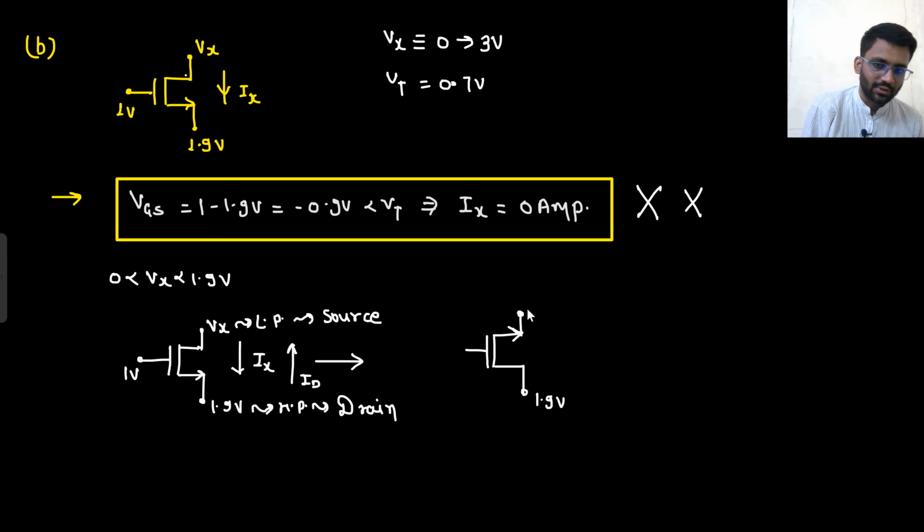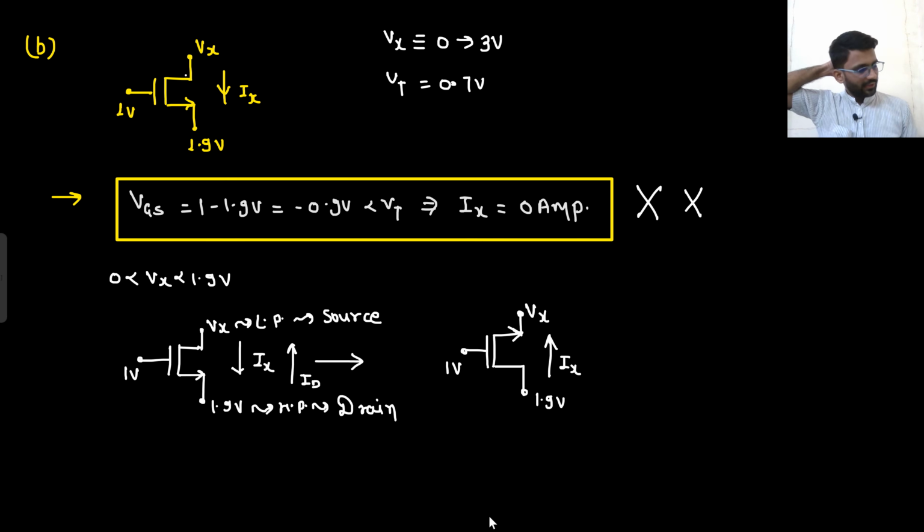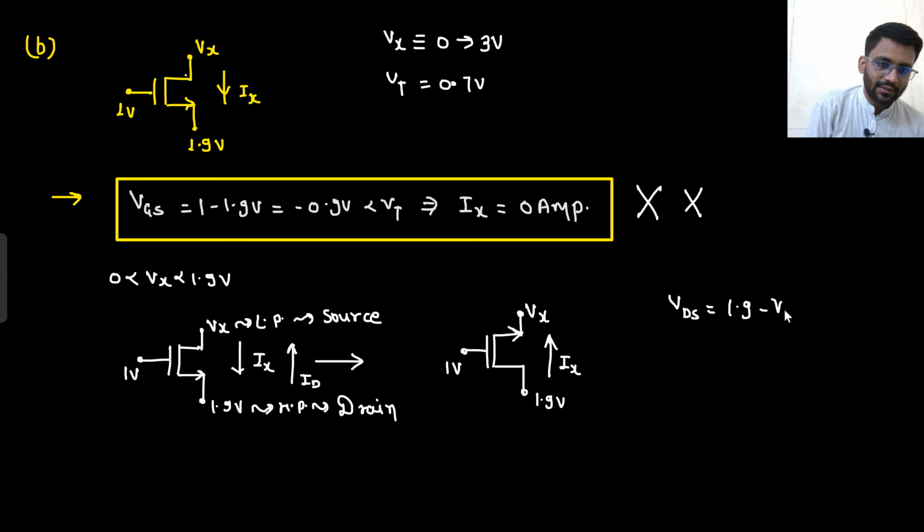Now this has become source. And this is your 1 volt. And your current will flow in this direction. Now, I can write down the value of VDS, VGS and VT, all those things. So what is the value of VDS now? VDS, drain to source, is 1.9 minus Vx. What is the value of VGS? VGS, gate to source, is 1 minus Vx. What is the value of VT? That was given as 0.7 volt.